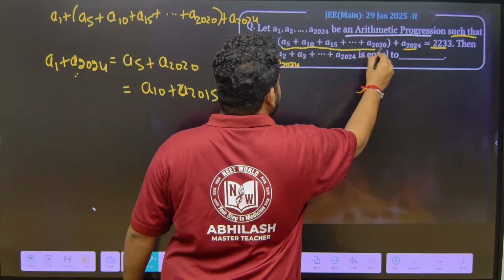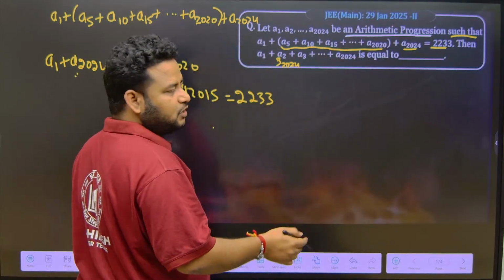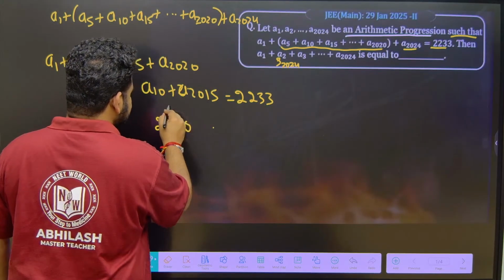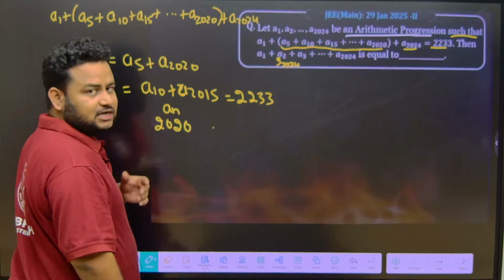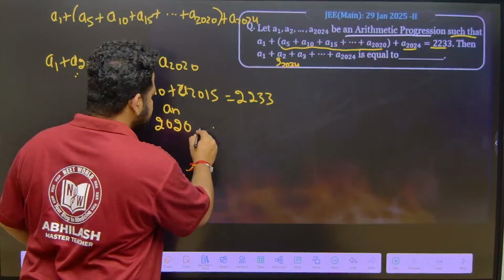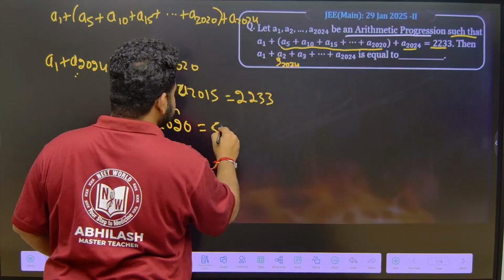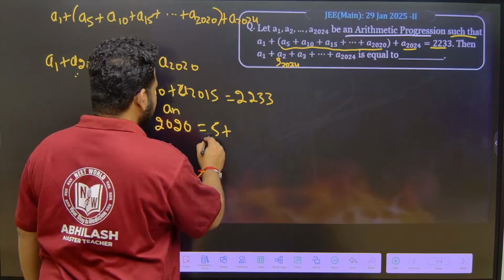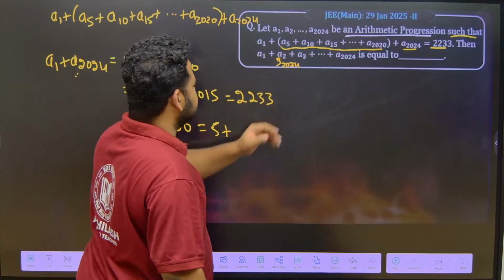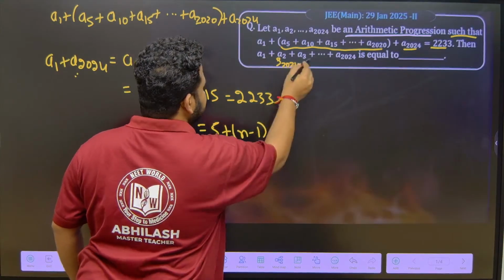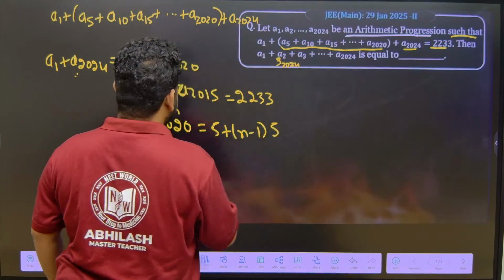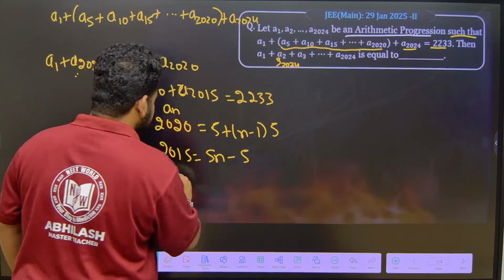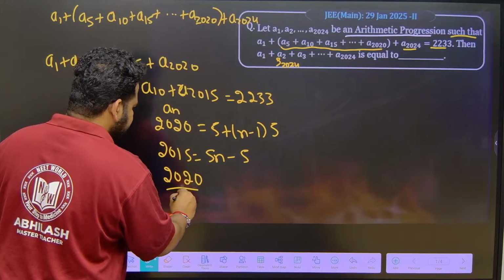Now focus on this: A5, A10, A15 up to A2020. That means their nth term is An, which is equal to 2020. An can be written as a plus n minus 1 into d. Here a is 5, so 5 plus n minus 1 into d. We don't know n. d is 10 minus 5, which is 5. So this becomes 2020 is equal to 5 plus (n minus 1) into 5, that is 5n. Therefore 2020 divided by 5 is equal to n.